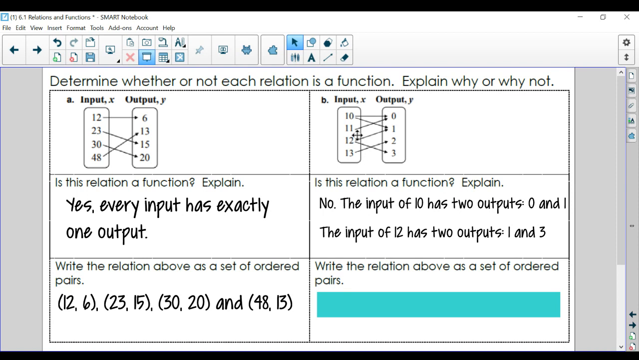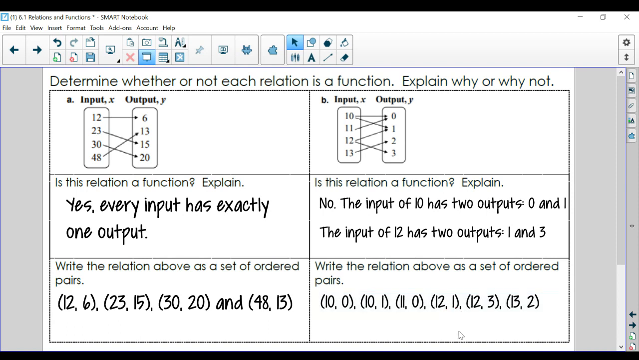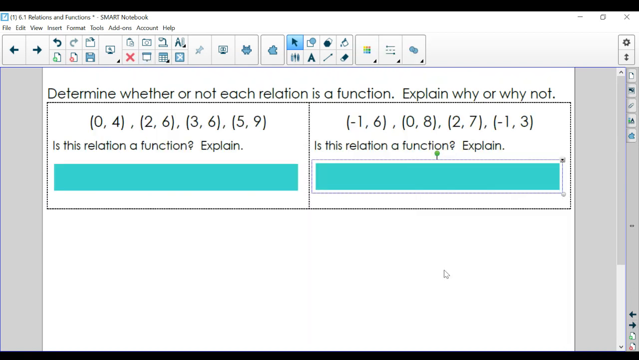Now, some people might look at 11 and 10, and these two inputs both have the output of 0, but that's okay. So that's not wrong, but the 10 and the 12 have two outputs, so that's why that doesn't work. And you can see that in the points as well. So here's 10 as X for both of these, and it has two different Ys. So why don't you pause the video and give these two a try, and then come back in to check your answers.